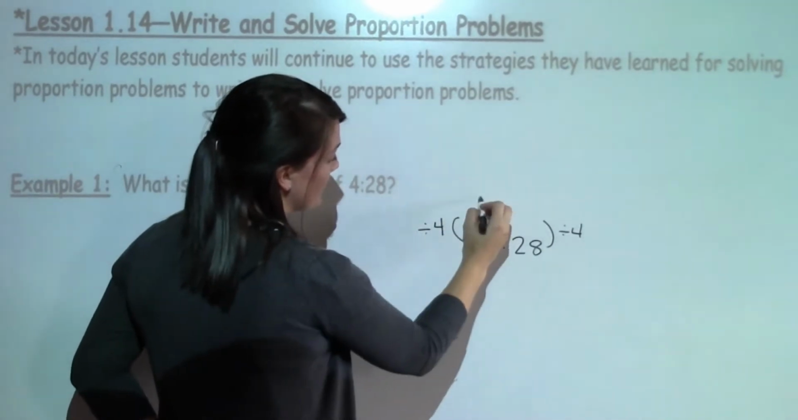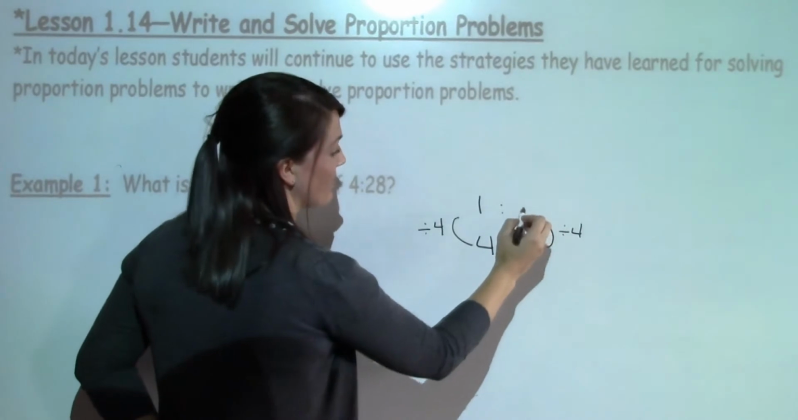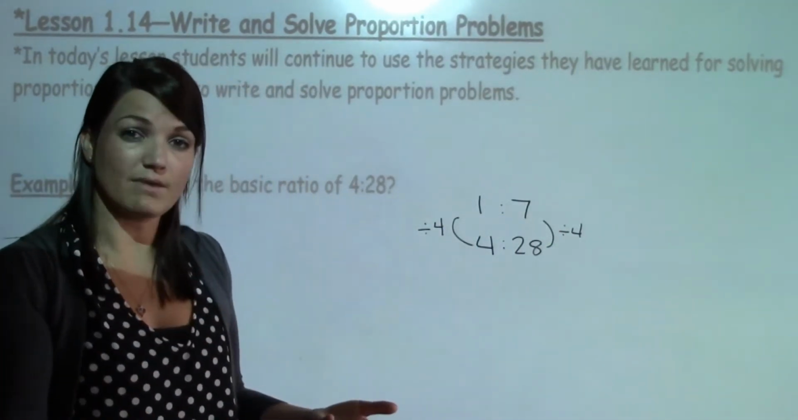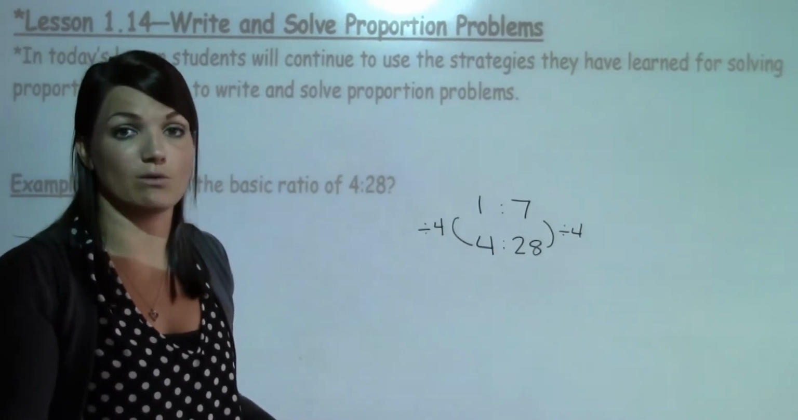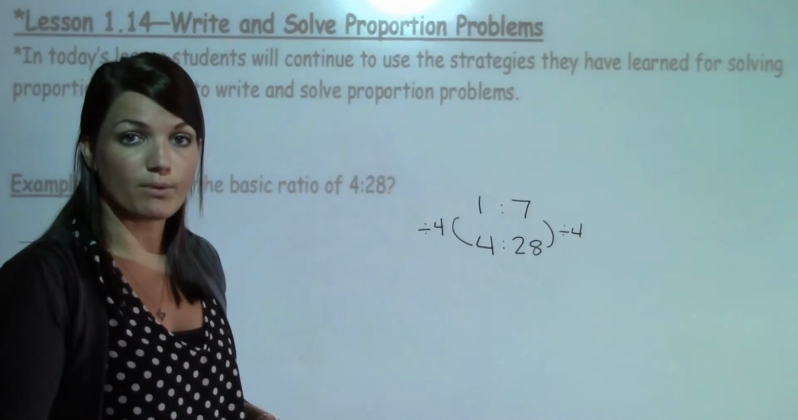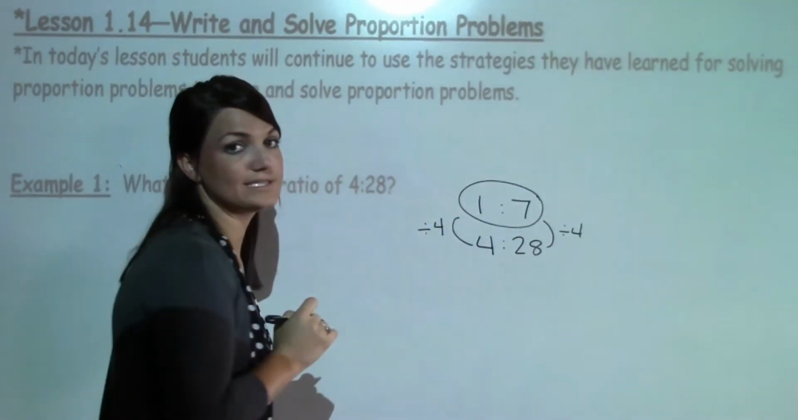So 4 divided by 4 is 1. I use my ratio colon symbol. 28 divided by 4 is 7. I know that once I have a 1 in my ratio, I can't get any more basic than 1. There's nothing smaller that I'm going to be able to use in a ratio problem than a 1. So this is as basic as it goes, 1 to 7.